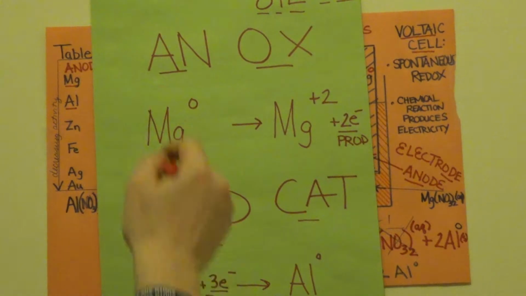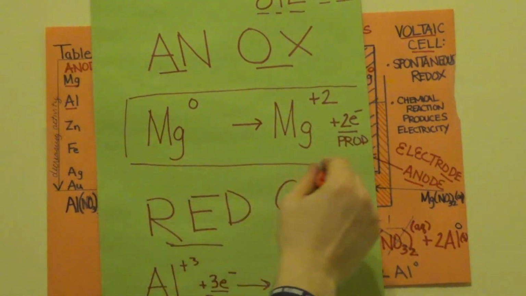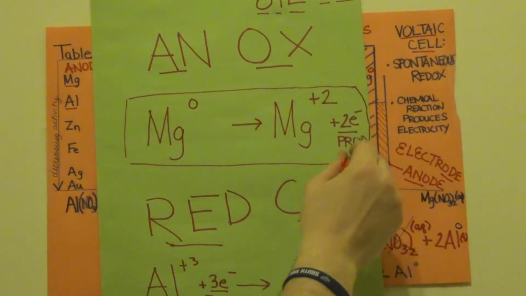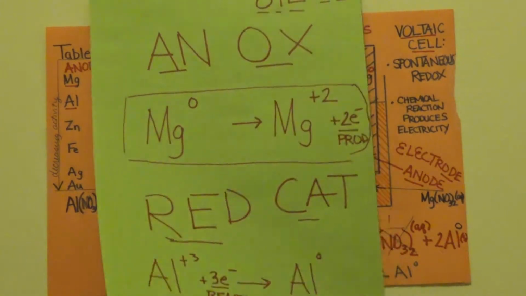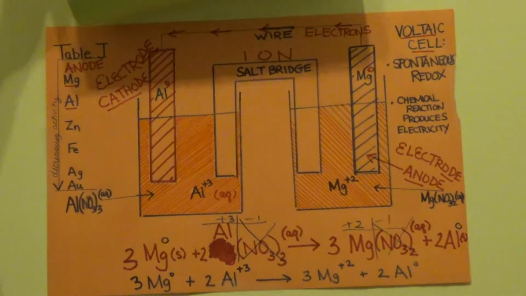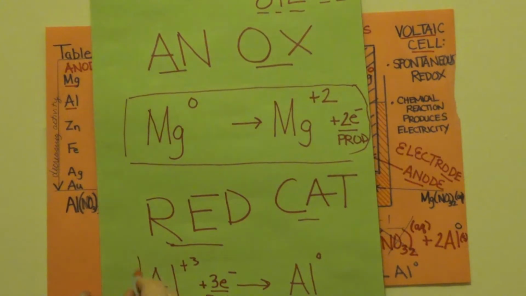So this is an important skill in and of itself. If it says write the half reaction for oxidation, that's what you would write. If they said for this particular cell, write the half reaction for reduction, and this is what you would write as well.